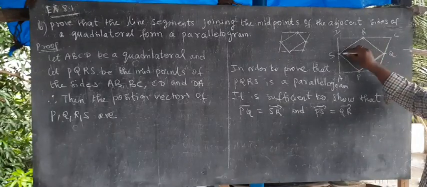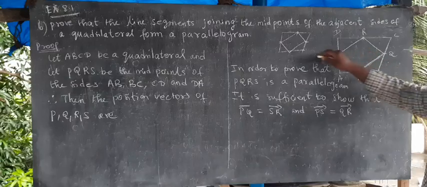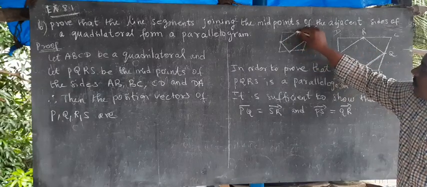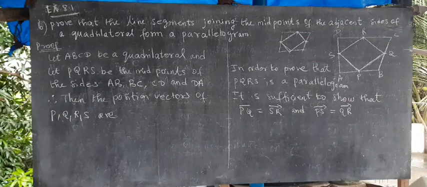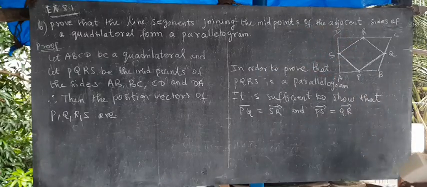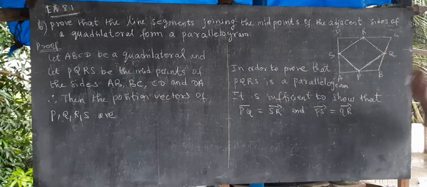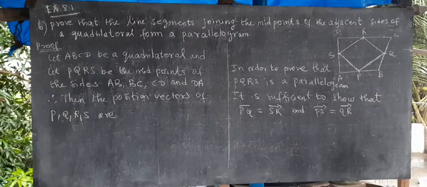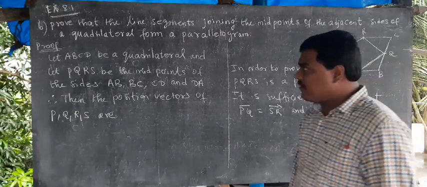This looks like a square, right? In this small diagram, we are getting a parallelogram like this, but no problem. We only need to prove it, that's all, right? So we are getting one parallelogram, right? So what is given? Proof.